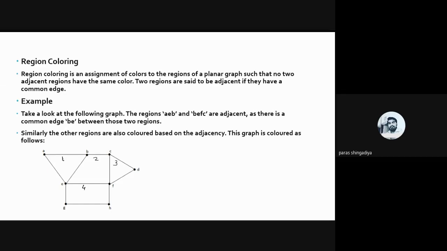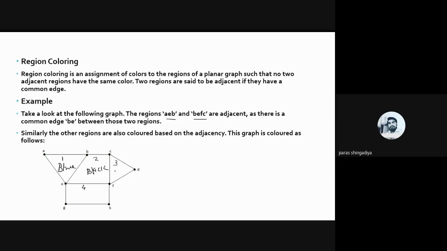So here 1 and 2 means regions A, B and B, F, C. 1 and 2 are adjacent faces. So if we start with region 1 by a blue color, I am applying blue color here. So I cannot use blue color to region B. Why? Because 1 and 2 are adjacent faces. So now I use another color in place of that. Let us say black. I use a black color.